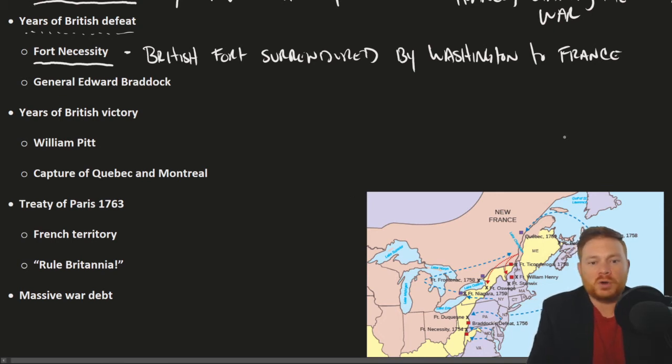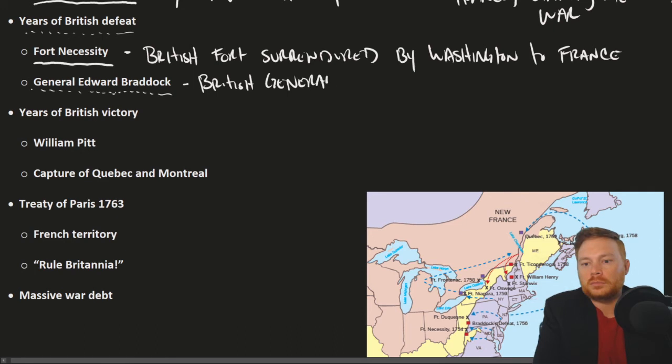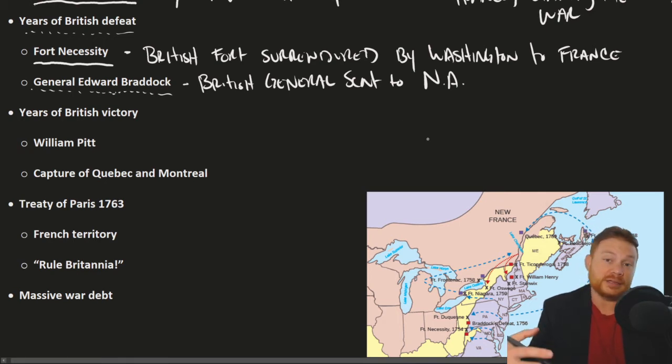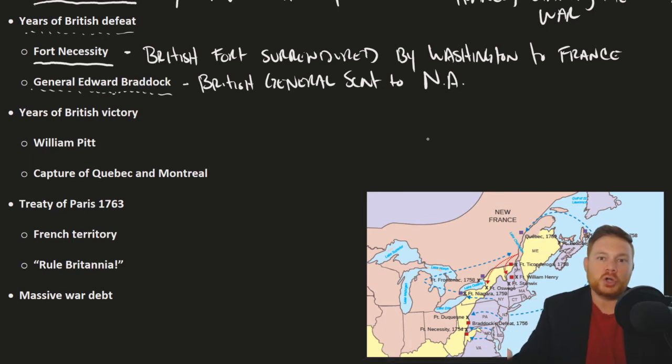The British, who are really unable to deal with the French threat, send General Edward Braddock. So he is a British general sent to North America to deal with the French threat there. You can think of Braddock as being like the British sending in the professionals, right? They're not going to let the amateur colonists fight this war. They can't seem to win it.